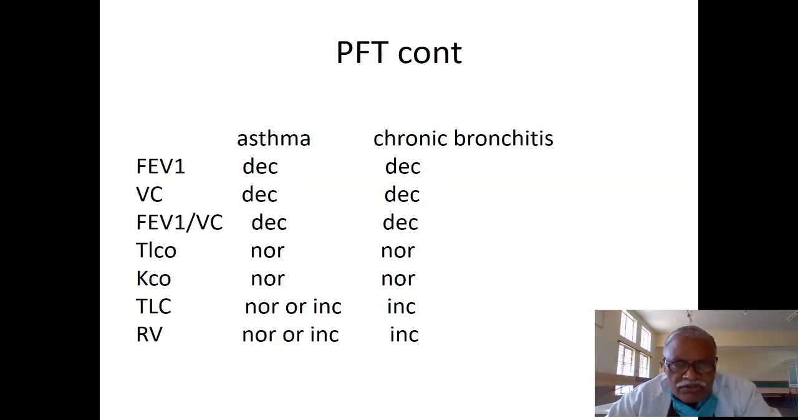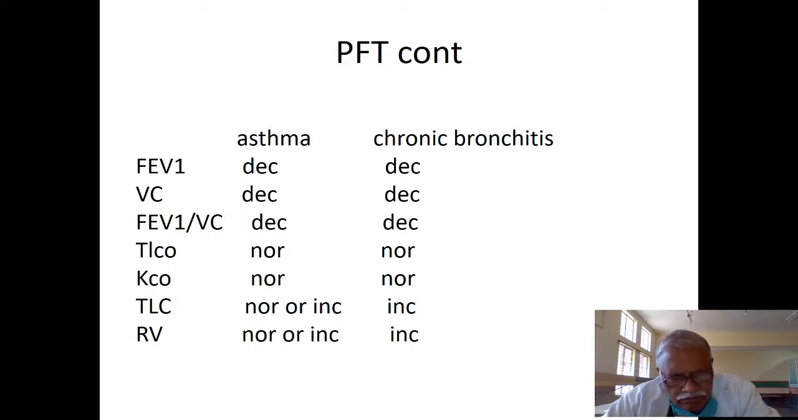The pulmonary function test. In case of asthma and chronic bronchitis, forced expiratory volume is decreased in both. Vital capacity is decreased and the forced expiratory volume and vital capacity ratio is also decreased, less than 70%. So, the total lung carbon monoxide transfer may be normal in asthma and chronic bronchitis.